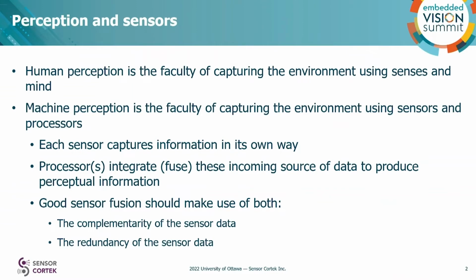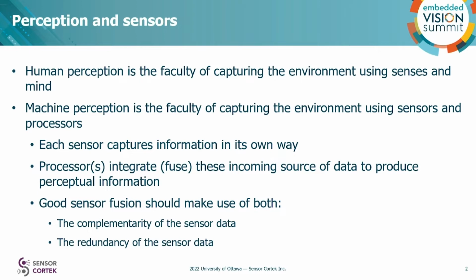So if we can say that human perception is the faculty of capturing the environment using senses and mind, then we can say that machine perception is the faculty of capturing the environment using sensors and processors. So the challenge there is that each sensor captures the information in its own way.